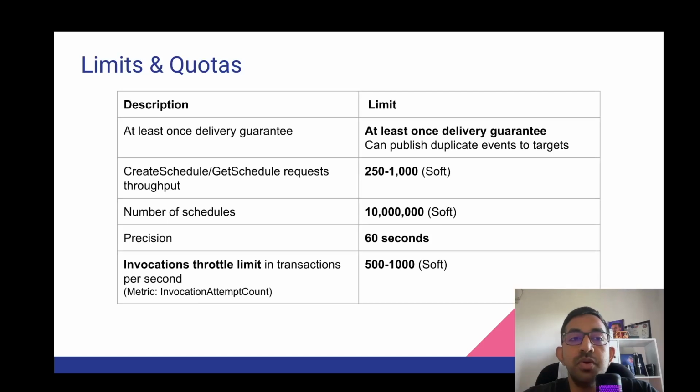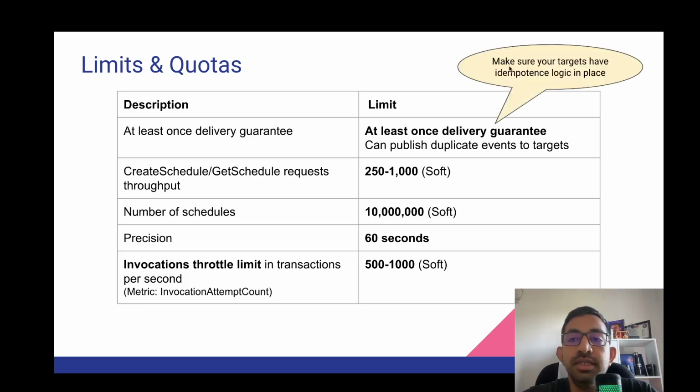Okay, I want to talk about limits as well because it's important that you know the limits and quotas. This serverless scheduler service guarantees at least once delivery, meaning that it can introduce duplicate events to the target because it's not guaranteeing exactly once delivery. So what this means is you have to make sure that your targets have idempotent logic in place in case they receive duplicate events. It shouldn't break your system.